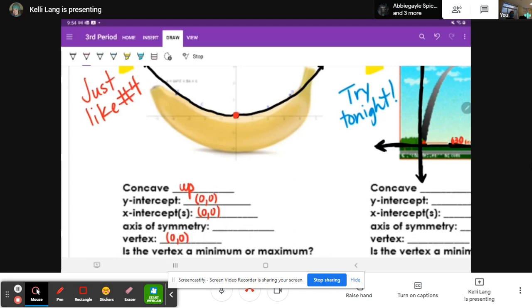And all 3 of those things we would write in the form of a point. So it's parenthesis, 0, 0, parenthesis. Pretty much the only thing we have to do now is identify our axis of symmetry, which always matches the x value of the vertex. So that's x equals 0. And then we need to decide if this is a minimum or a maximum. And this one is at the bottom of our parabola, which makes it a minimum. Okay, now on to number 8.